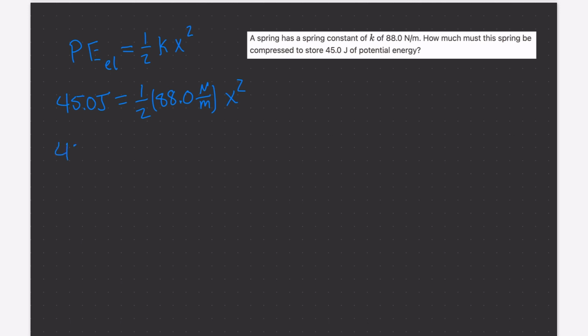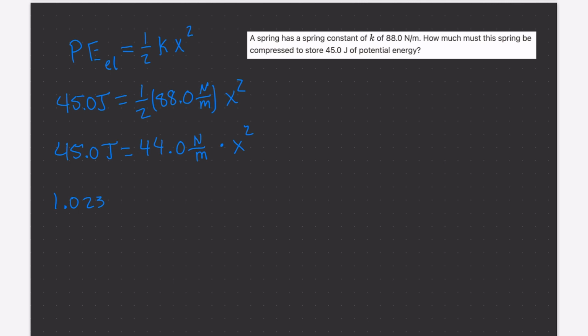So I'm going to be looking at 45.0 joules is equal to 44.0 newtons per meter, which is just the units of our spring constant, and then times x squared. So my next step is going to be to divide both sides by 44 newtons per meter. So if I do 45 divided by 44, that's going to give me 1.023 or so, and that's a few extra significant figures than is required here, but we're still calculating, so I'm going to leave it like that.